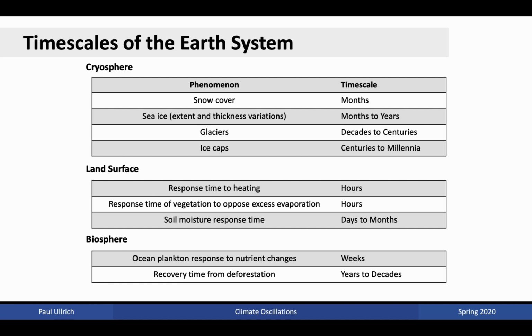Analogously, the response time of vegetation to oppose excess evaporation is also on the order of hours. And soil moisture response times are on the order of days to months. In the biosphere, ocean plankton's response to nutrient changes can take on the order of weeks, but recovery time from deforestation can take years to decades.